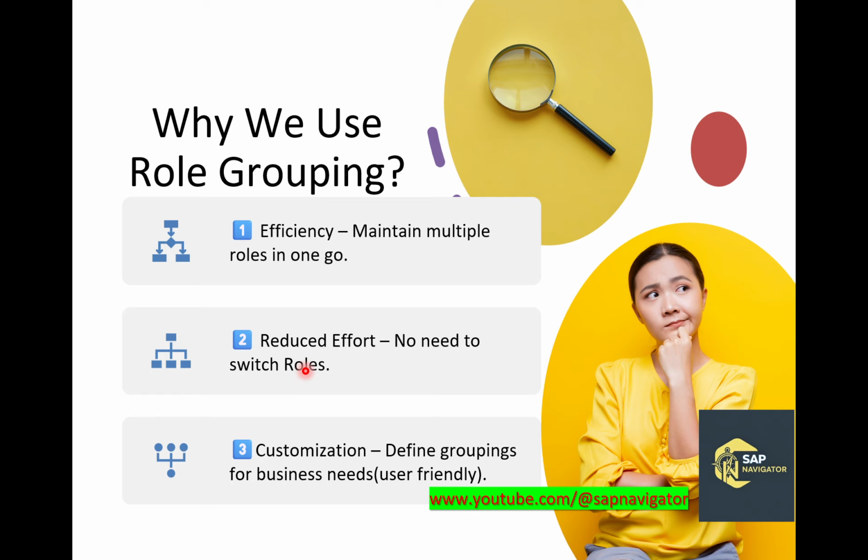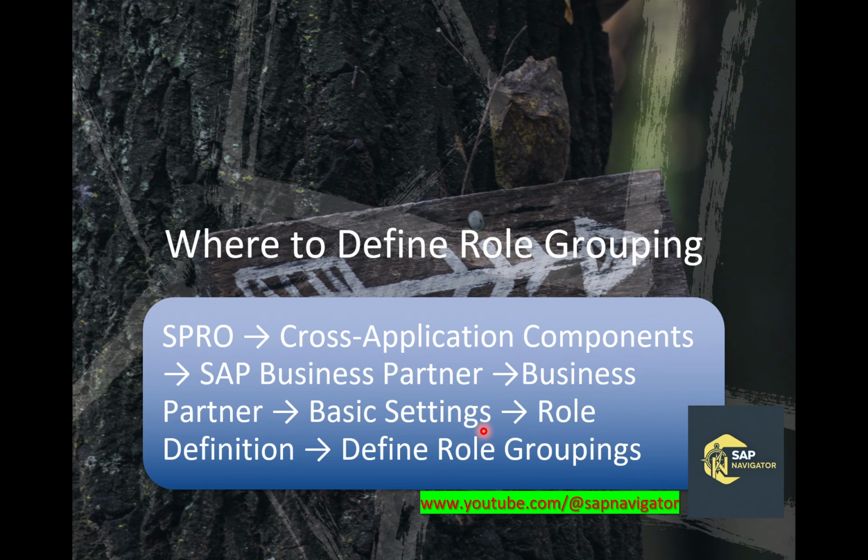Next, reduce effort, so there is no need to switch between roles. Otherwise he first has to go with the company code role and then come to the sales and distribution role. Instead of switching between roles, you select only one role. Customization defines groupings for the business end, and it is user friendly, so we don't need a competent user for it. We simply tell the user to use this role, which contains all the relevant roles for the customer or for the vendor. That is how it can be useful for the business.